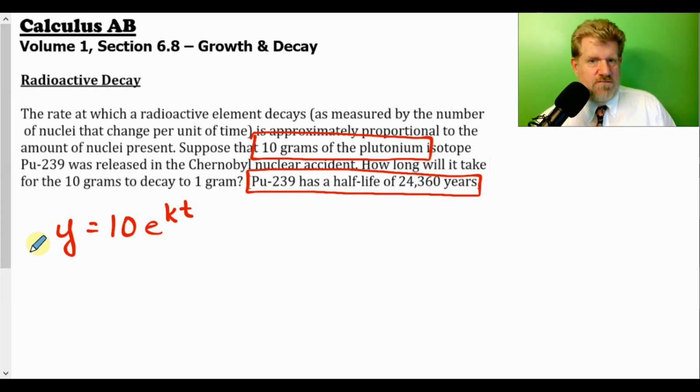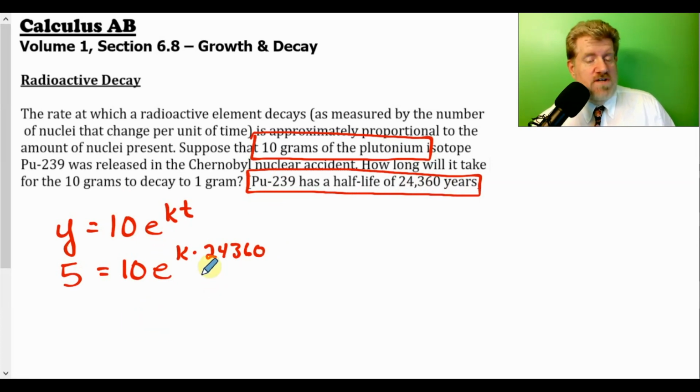Now a half-life means half of it is left. So if we started with 10, in 24,360 years, there should be 5 left. And we know our time is going to be 24,360. Now we solve for k. I'm going to divide both sides by 10. And if I divide both sides by 10, guess what? What is 5 divided by 10? It's 1/2. Half-life. Interesting.